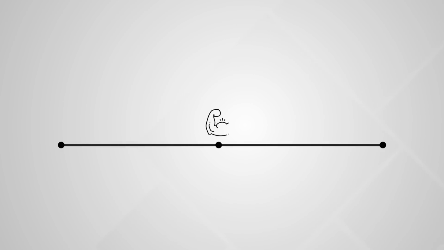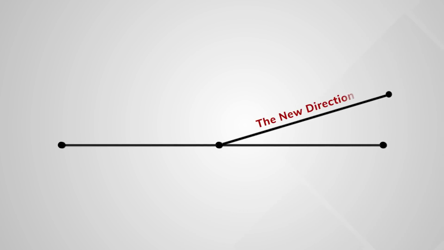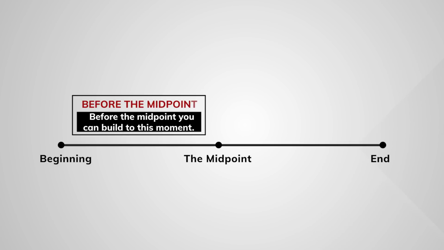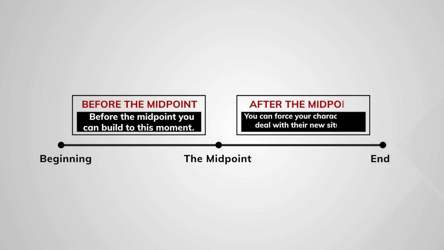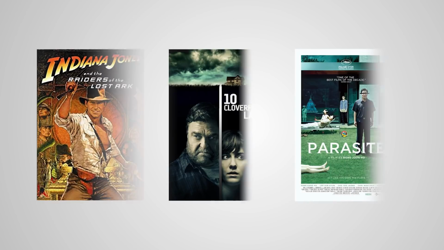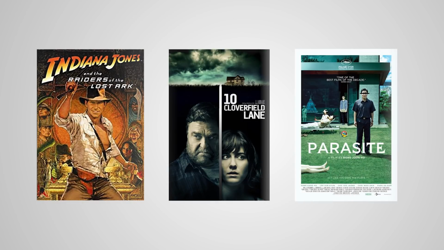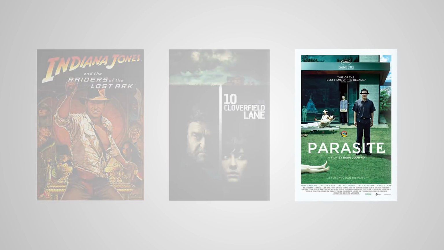Let's begin. When you use a strong midpoint, you set up a major event that happens right at the center of your story, which will dramatically shift your story and send it in a new direction. So before the midpoint, you can build to this moment, and after the midpoint, you can force your characters to deal with their new situation caused by the midpoint. Let's take a look at a few examples of films that used a midpoint to strengthen their second act.